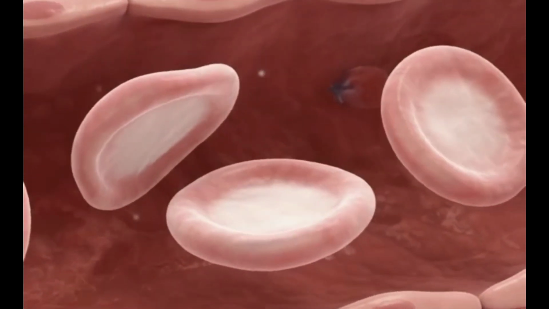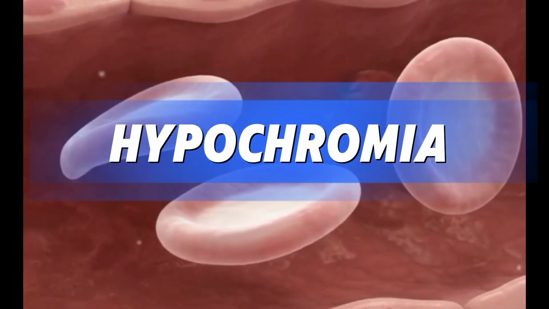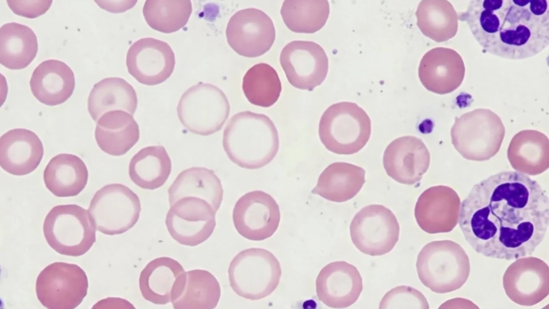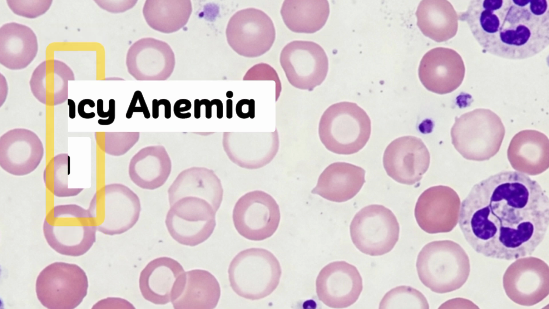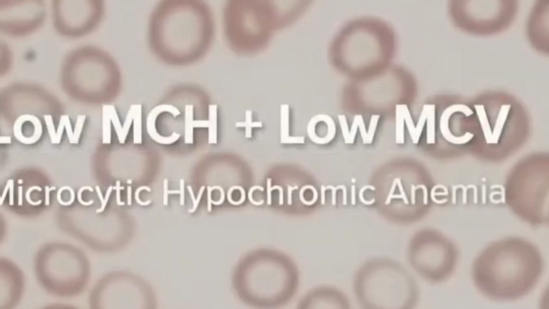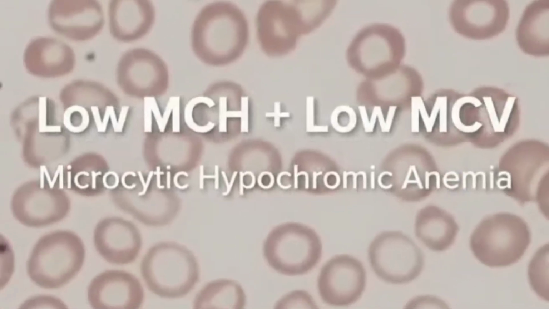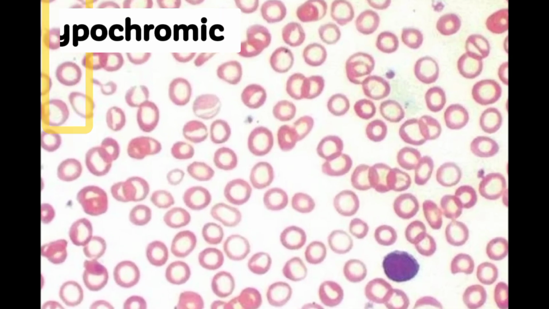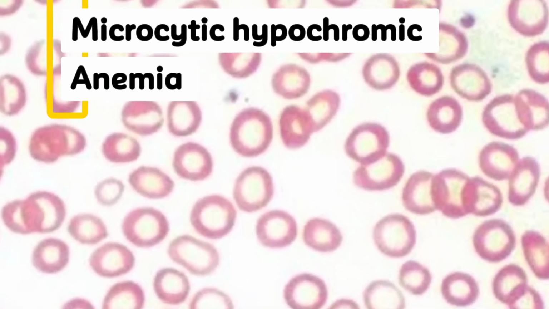Low MCH is commonly associated with hypochromia, in which red blood cells appear paler than normal on a peripheral blood smear. Common causes of low MCH include iron deficiency anemia and thalassemia. Low MCH is often seen together with a low MCV, particularly in microcytic hypochromic anemia.